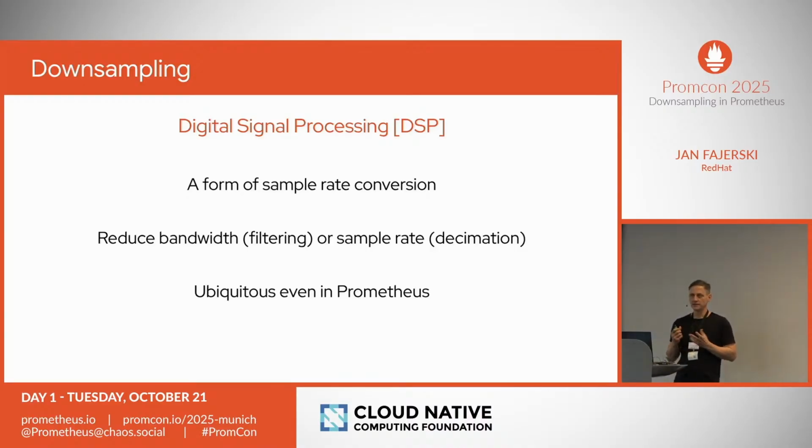One subset of sample rate conversion or downsampling in the signal processing world is often called decimation. Decimation by an integer factor means you throw away a bunch of samples, right? So you keep every second, every third, every 10th sample. And that already goes in the direction that we want to talk about.